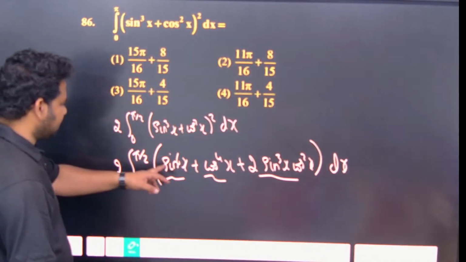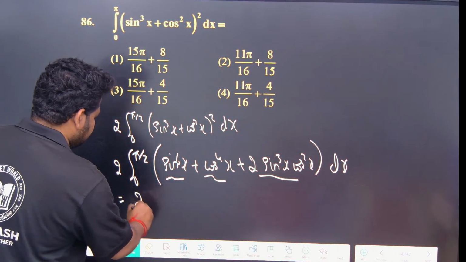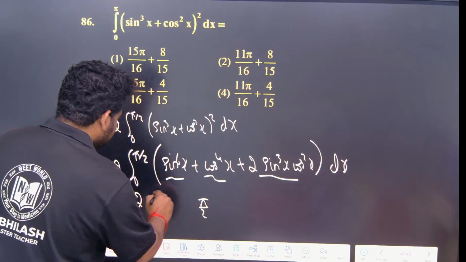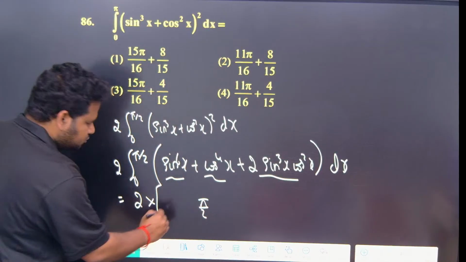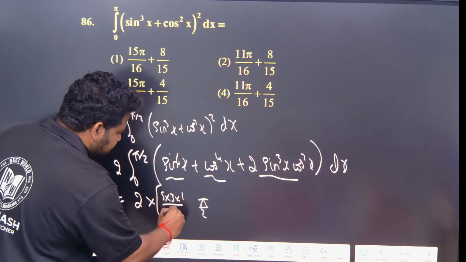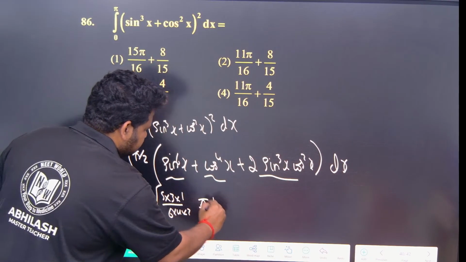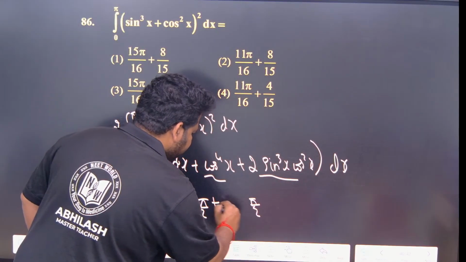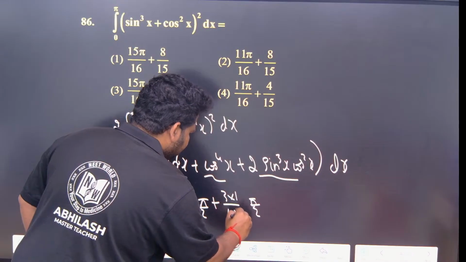If I apply Wallis formula for this, it will become 2 into, let this 2 be outside, pi by 2 will be there. So, this will be 6, 5 into 3 into 1 over 6 into 4 into 2, plus here also it is even, pi by 2 will be there. This will be 4, this will be 3, 3 into 1 over 4 into 2.